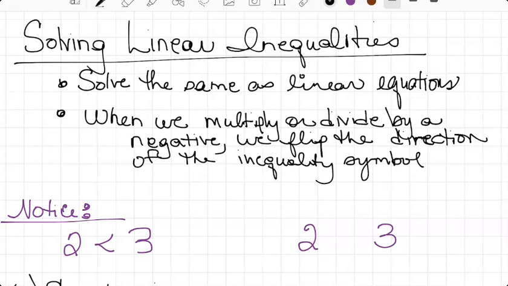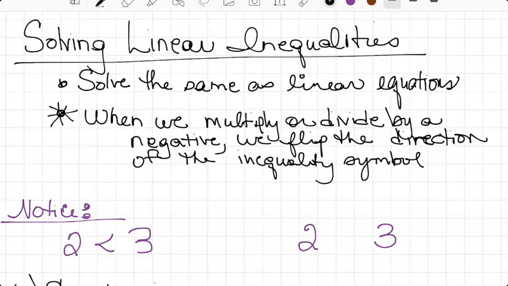There's one major difference, and that's when we multiply or divide by a negative, we must flip the direction of the inequality sign. When we multiply or divide by a negative, we must flip the direction of the inequality sign.